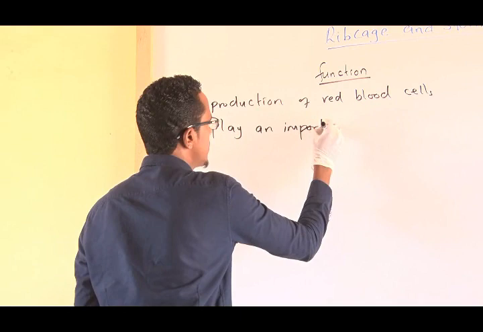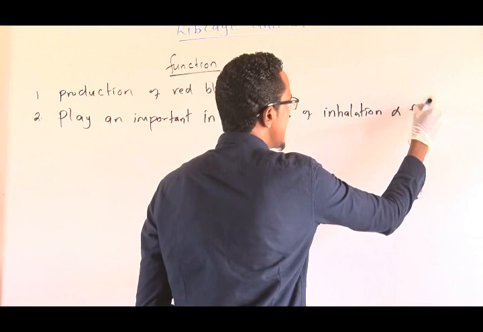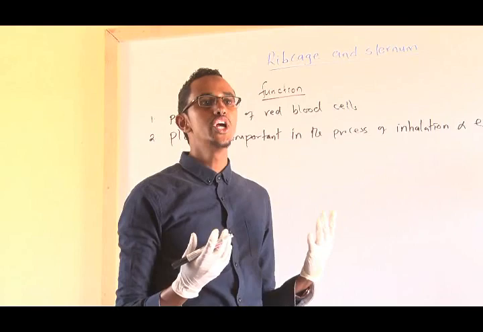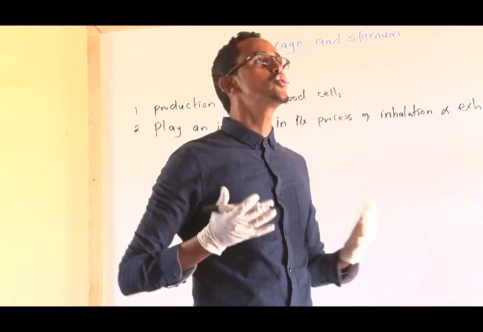They play an important role in the process of inhalation and exhalation. You remember when we were doing gaseous exchange, breathing in, breathing out, inspiration and expiration, we said during breathing in, or during inhalation, the external intercostal muscle covering the ribs will contract while the internal intercostal muscle relaxes. This makes the rib cage move upward and outward.